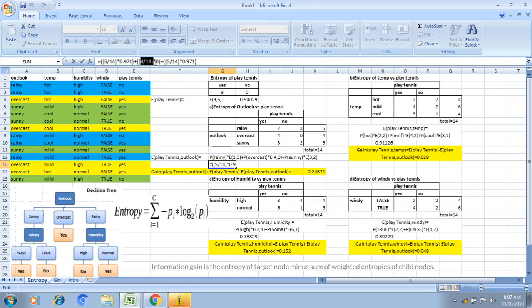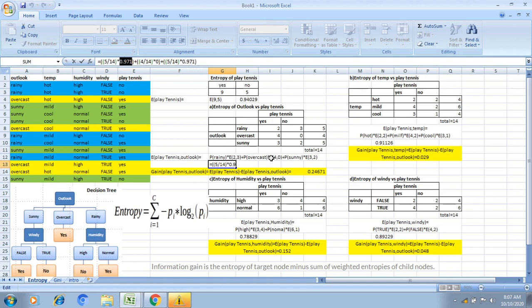Similarly, 4 divided by 14. We need to calculate the entropy of 4 comma 0. If I calculate the entropy, 4 comma 0 is 0. Again, 5 divided by 14, because the weightage of sunny is 5 divided by 14. I got 5 divided by 14 multiplied by 0.971. Similarly, E of 3 comma 2 and E of 2 comma 3 are both the same. If you see, the entropy is 0.971 for both.